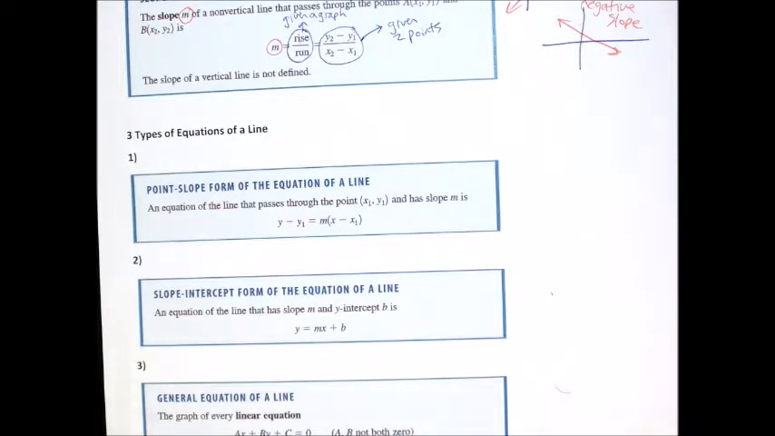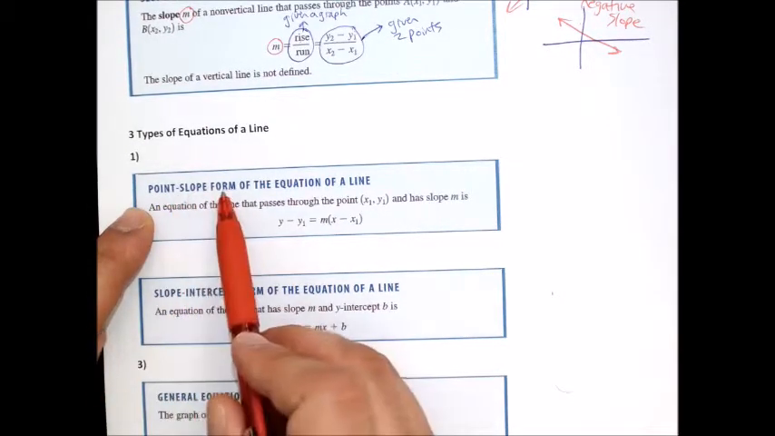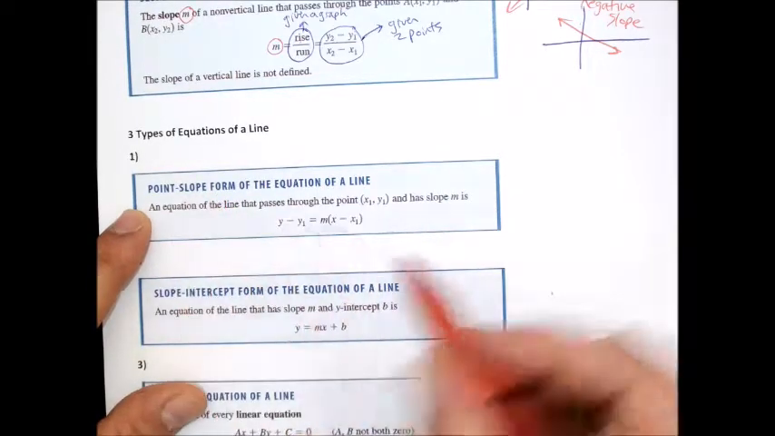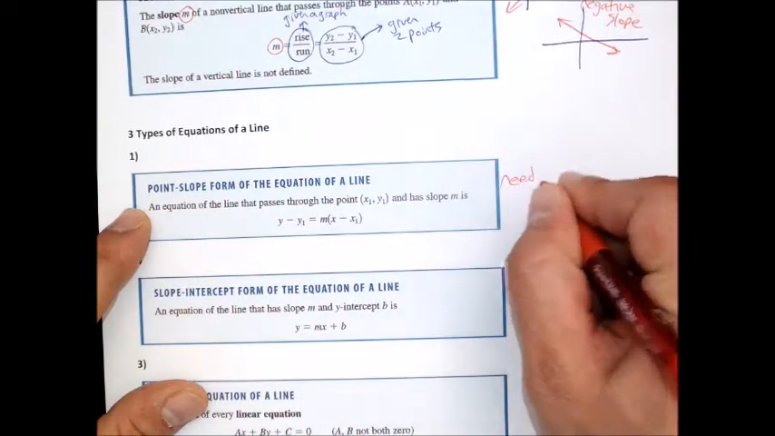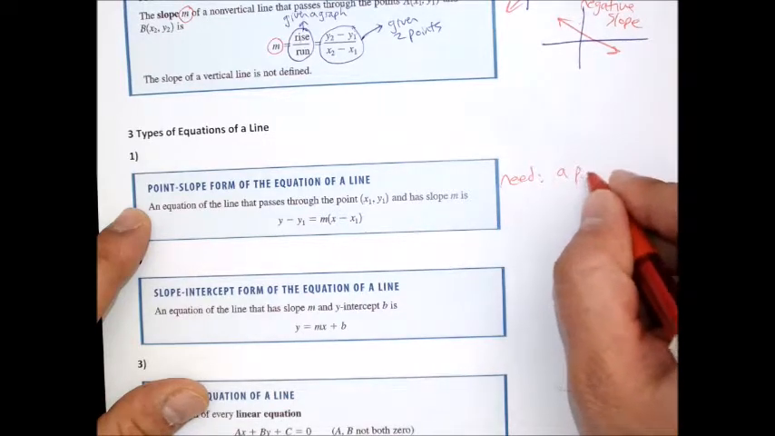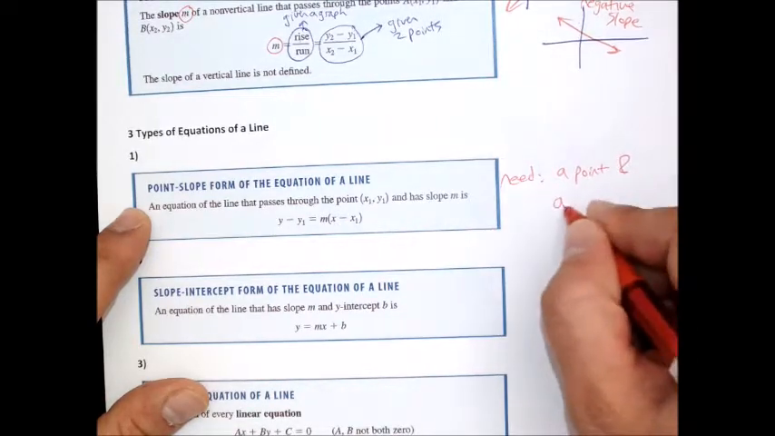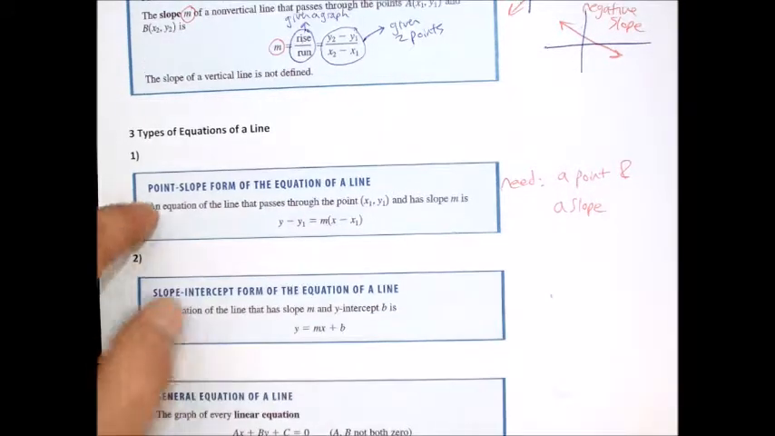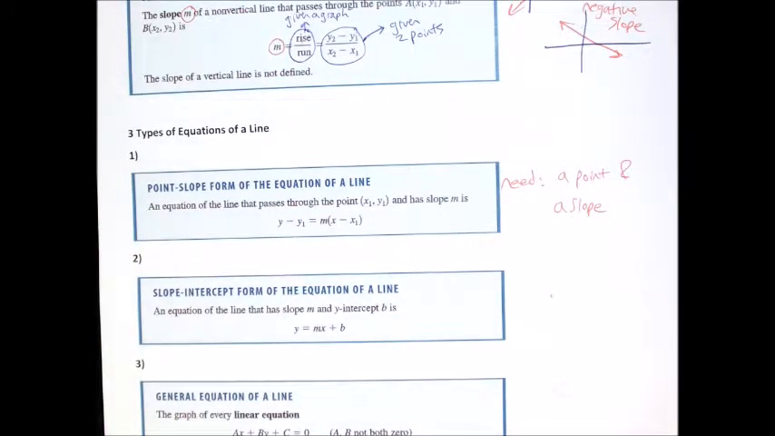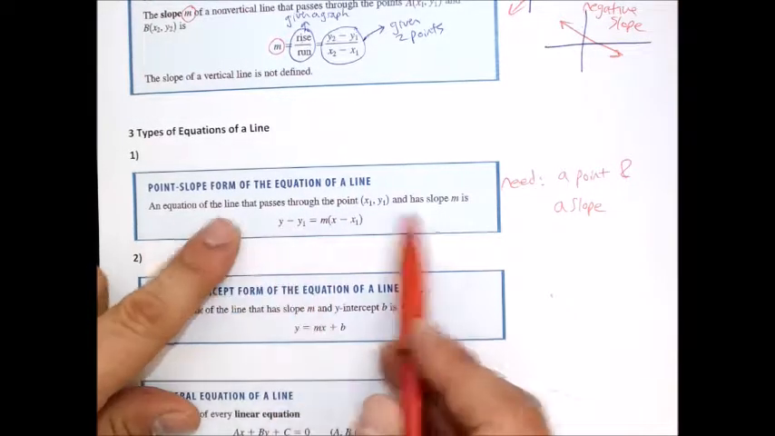The name sort of tells you all you need to know about what you need for that particular line. The first type is called point slope form, and it's called that because what you need to write this form is a point and a slope. So you should never be too confused about how you write that line or what goes into it, because the name itself tells you what you need. You need a single point and the slope, and then you write it in this form.